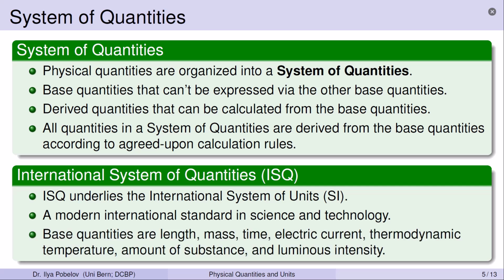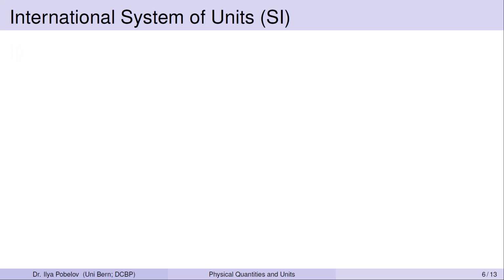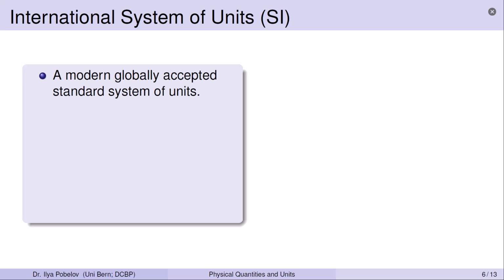The ISQ defines 7 base quantities: length, mass, time, electric current, thermodynamic temperature, amount of substance, and luminous intensity. The International System of Units, or SI, is a modern globally accepted standard system of units. It provides a consistent and universally agreed upon framework to express the results of measurements. This is incredibly important in ensuring that everyone is speaking the same language when it comes to measurements.